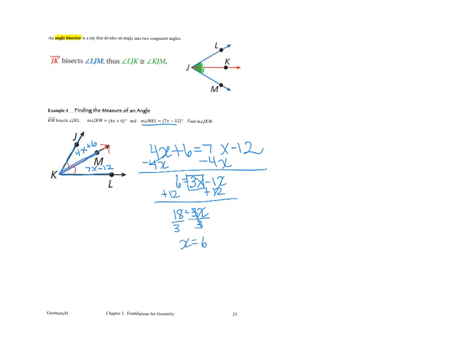And so let's make sure we've answered the question, because if I left my answer as x equals 6, I'm actually wrong because it says find the measure of angle JKM. Well, JKM, remember, was 4x plus 6. The measure of angle JKM equals 4x plus 6. So that equals 4 times x, which is 6, plus 6 equals 24 plus 6, which is 30 degrees. I'm just going to make sure that makes sense based on the image. Well, it is an acute angle, so 30 degrees does make sense.